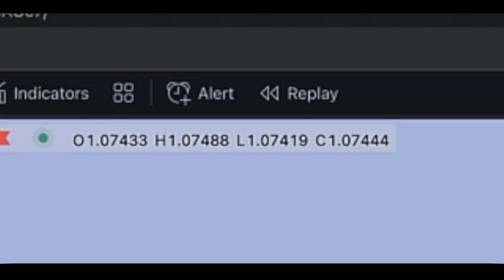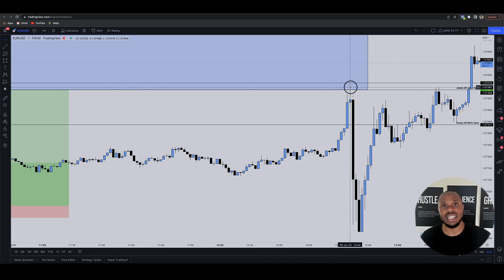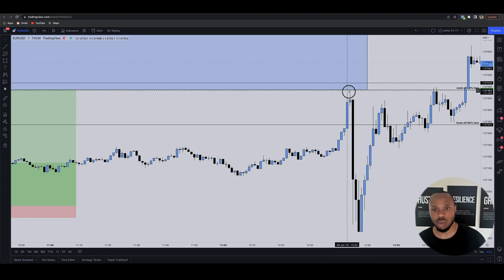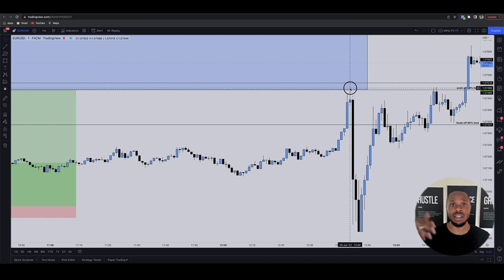The high of this candlestick comes in at 1.0748. So I was literally like 3 pips off. Is what it is, that's all good. That's where I scaled off 80% of the trade. Then I actually put my stuff down. Then I realized that price was at this area here where I was meant to scale off another 10%.